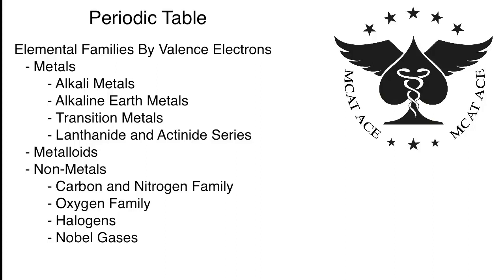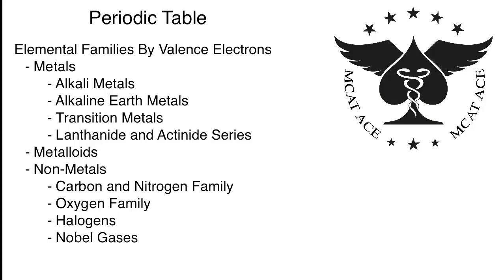Specifically, as we just mentioned, we're going to talk about the elemental families, and this is going to be broken down by valence electrons. So for instance, you go down the first row, all of the first elements would have one valence electron. The second row, two valence electrons, so on and so forth. And they all have various properties according to that, especially the metals.